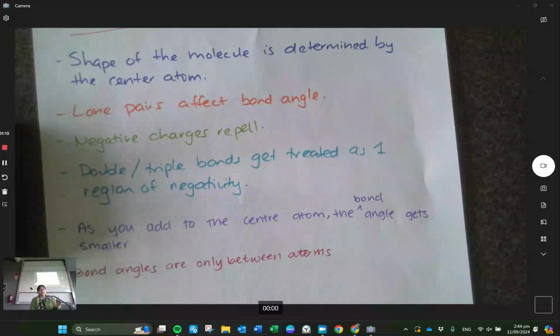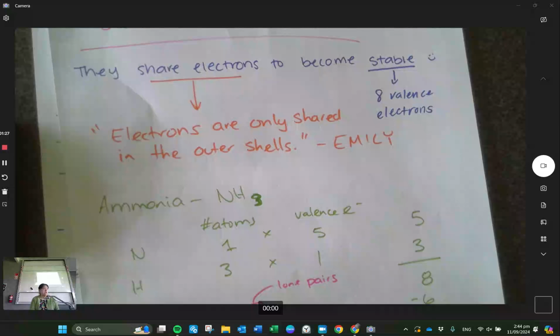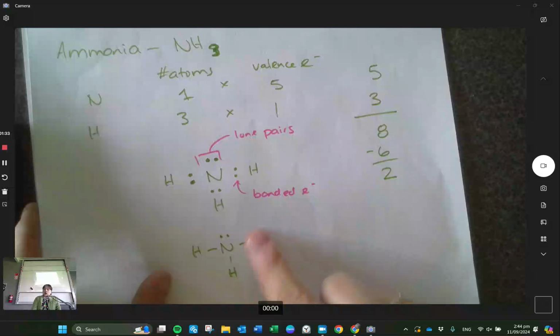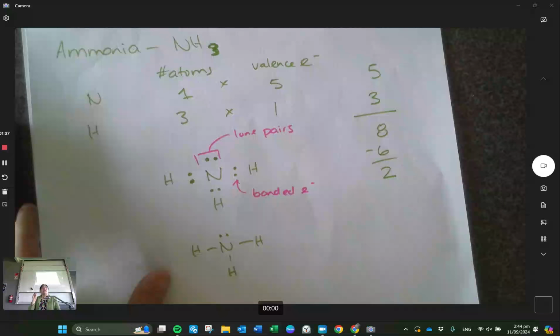The second thing is that lone pairs, you've realized, affect the bond angle. So the thing to keep in mind is that when we are looking at our molecules, you have lone pairs of electrons which are unbonded, such as this one here. You also have bonded electrons which are between two atoms. Now, something to keep in mind is that these are all regions of electron negativity. So what that means is that they're all negative regions.